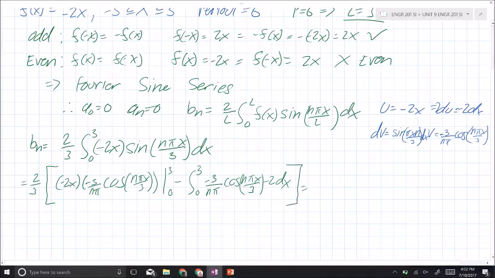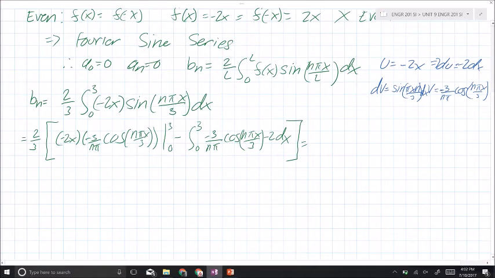So then this would equal, let's see here. I was going to simplify it down a little more, just to make it easier. So then this would equal negative 4x over n pi cosine of n pi x over 3 from 0 to 3 plus the integral of 3 over n pi from 0 to 3. Oh, I forgot my 2 here. So it's still a minus.